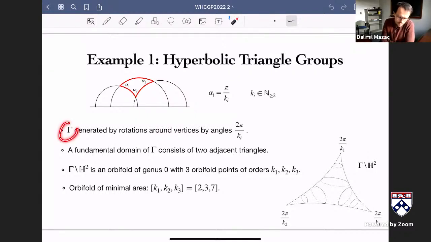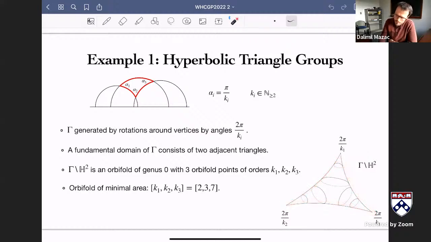So just to remind you, gamma is always a subgroup of the orientation preserving part. So we don't include reflections, but we include rotations which preserve this picture. So the fundamental domain of gamma consists of 2 adjacent triangles. Here's a picture of the quotient.